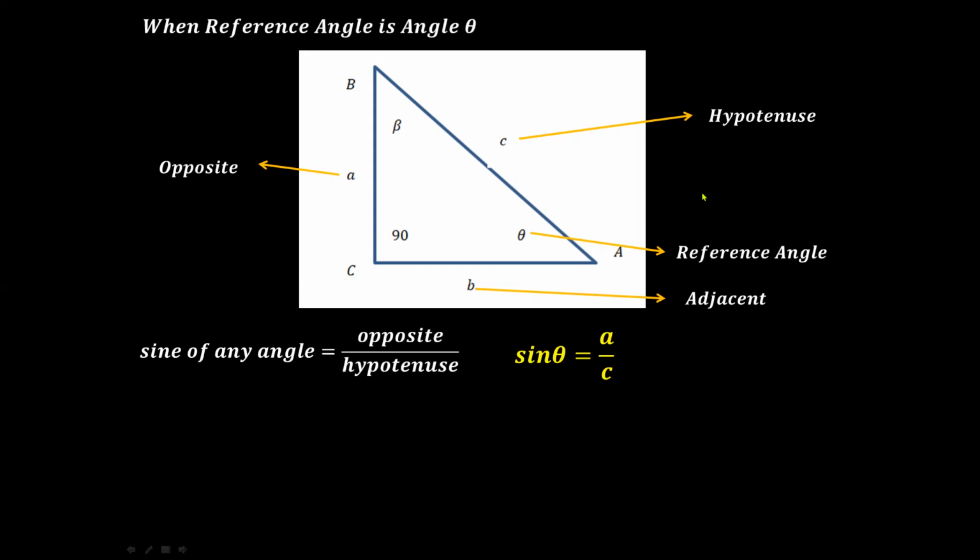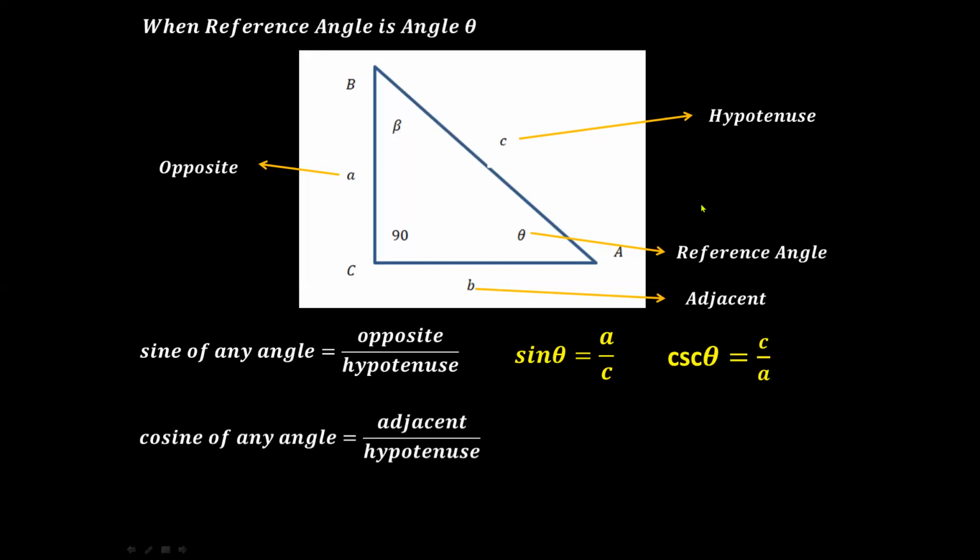kukuha na lang tayo ng inverse ng ating value ng sine theta. Sa makatuwid, ang value ng cosecant theta is C over A. Kabaliktaran lamang ng value ng sine theta. Now, madako naman tayo sa cosine of any angle. The cosine of any angle is actually equal to adjacent over hypotenuse.